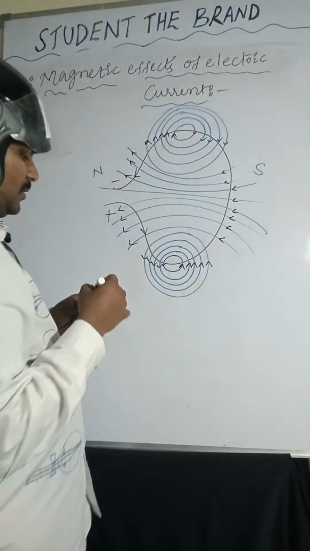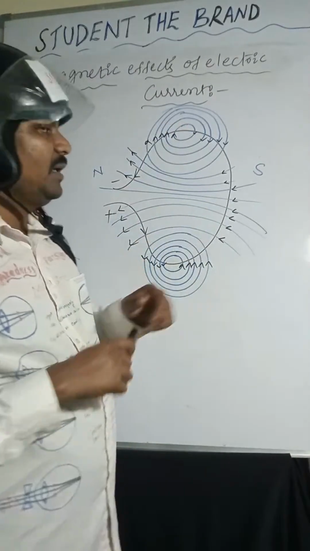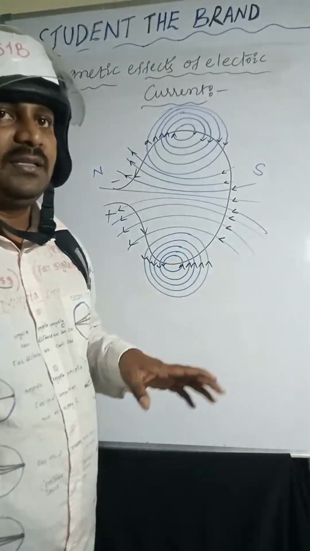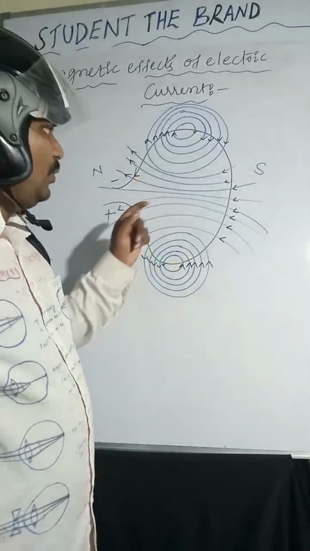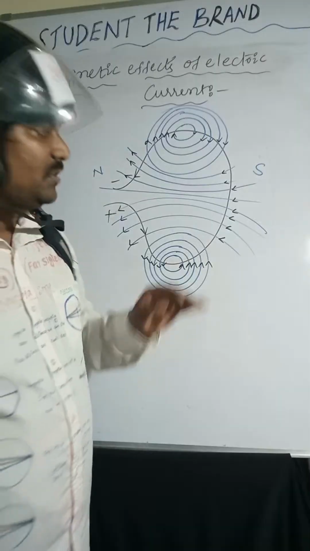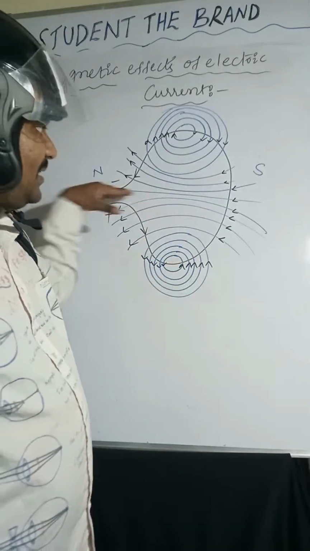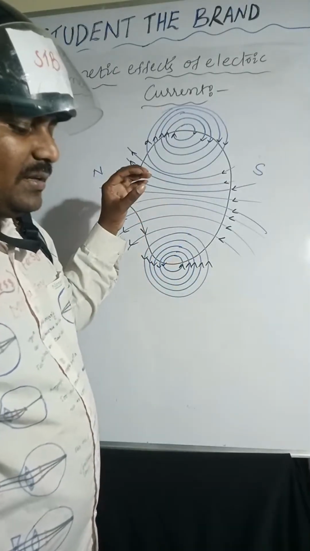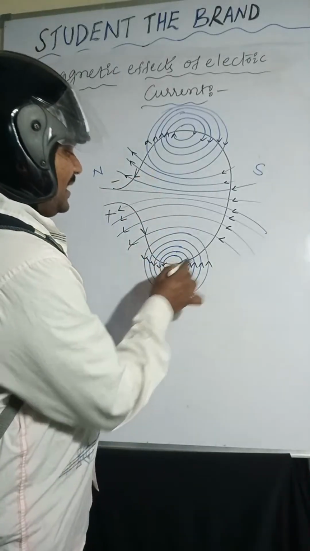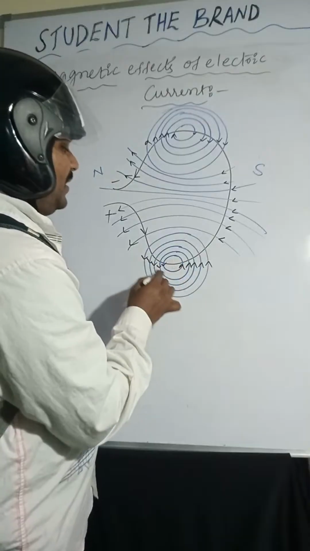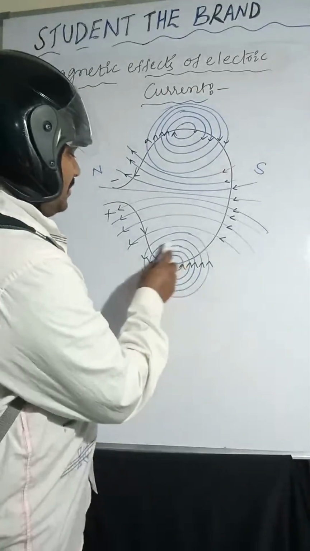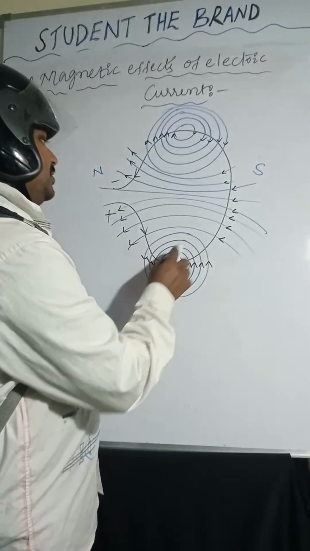Okay, understood or not? Sarah, I have one doubt. In the loop, where will the magnetic field be maximum, at the circumference or at the center? Actually, I will tell one thing. When the current is passing, a magnetic field will be produced around the current carrying conductor.